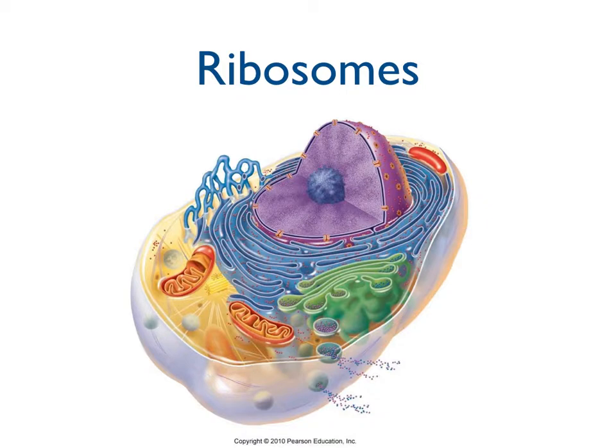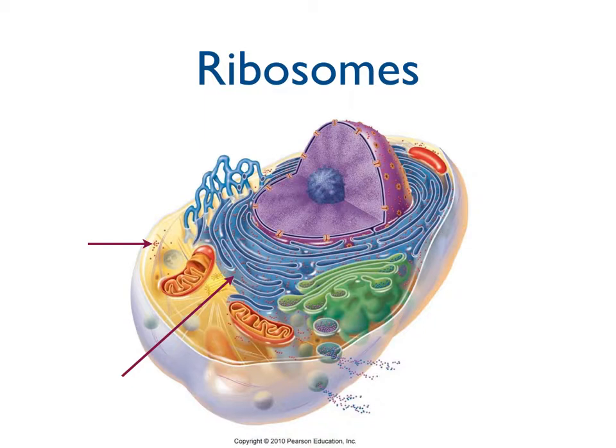The first on your list is the ribosome. Ribosomes are small spherical structures, and they're composed of RNA and protein. You find ribosomes in two main locations in the cell. First, you find them attached to rough endoplasmic reticulum, and you also find them freely floating throughout the cytoplasm.